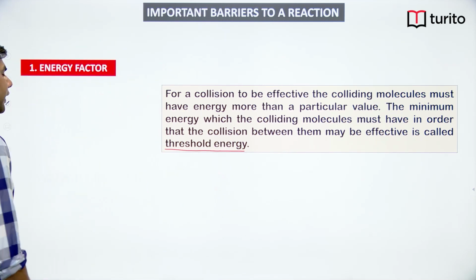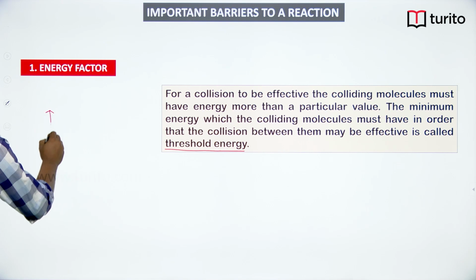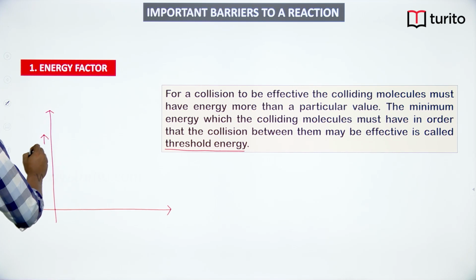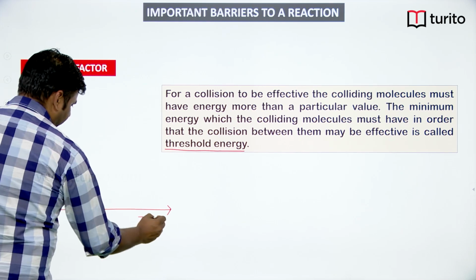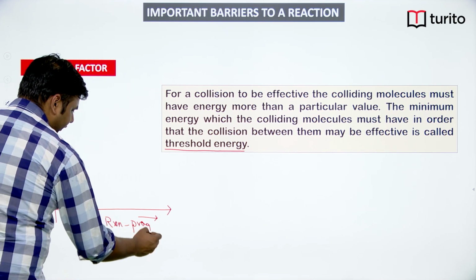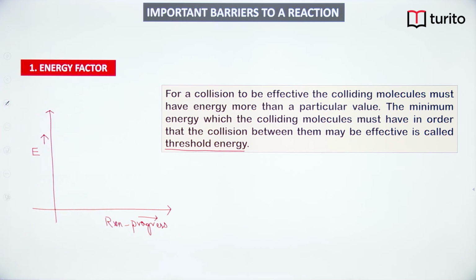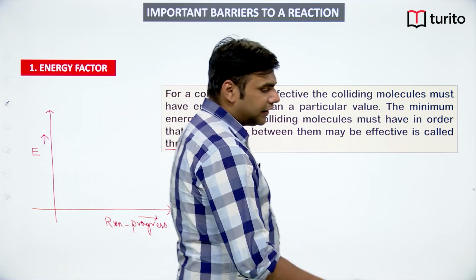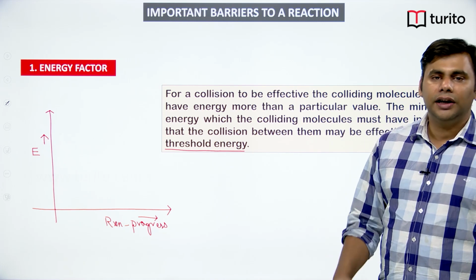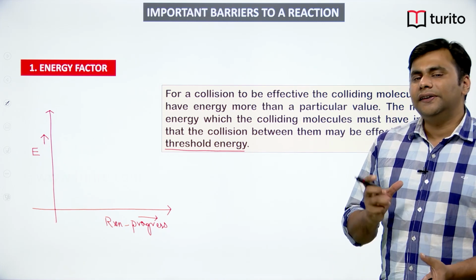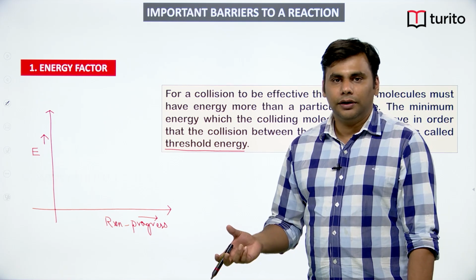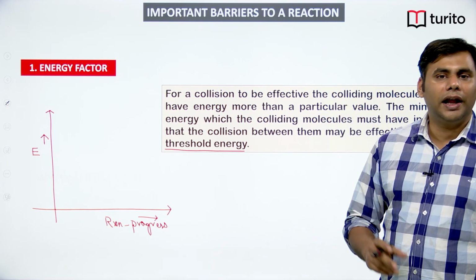I have already demonstrated this in the previous lecture in the Arrhenius equation. Suppose we are plotting the energy profile diagram of a reaction, so we are plotting energy with reaction progress. When the reactants are colliding, during the collision they will give energy to each other. If the energy of the ensemble is greater than a minimum value, then the reactant would transform into a product. The minimum energy required is called threshold energy.